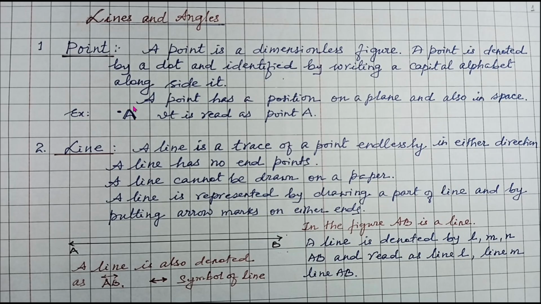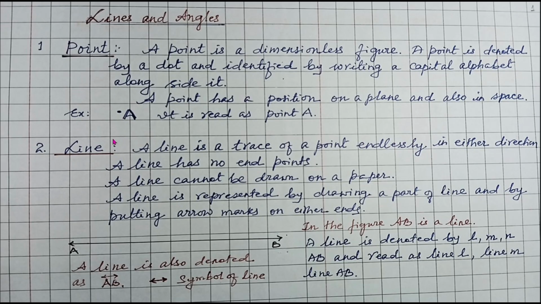So this is a point, a dot and a capital alphabet written alongside it, and this is how we denote a point, and it is read as point A. A point has a position on a plane and also in space.